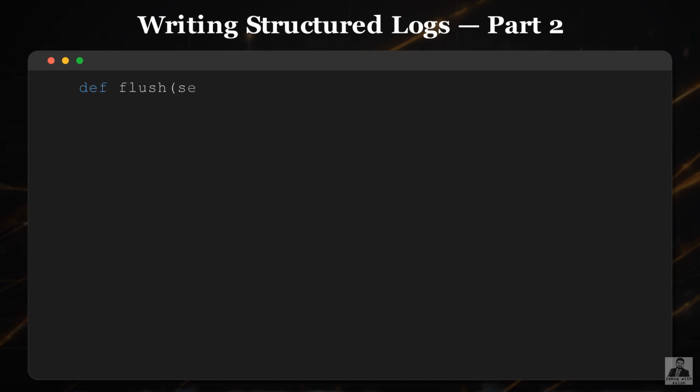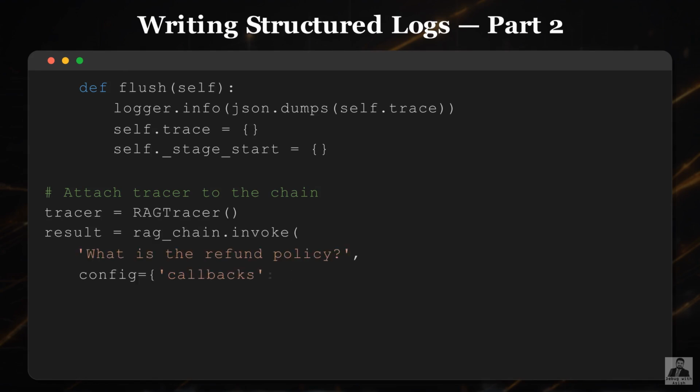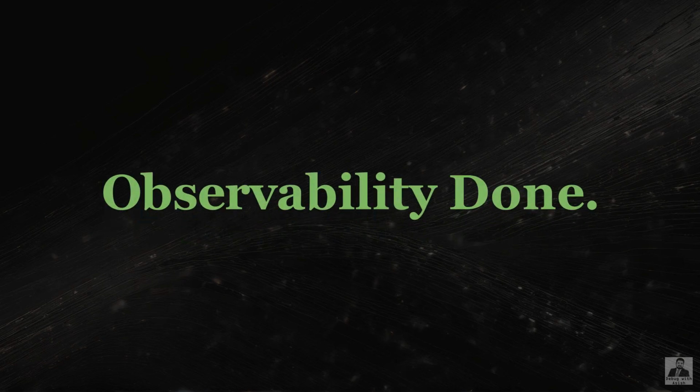The flush method serializes the trace dictionary to JSON and writes it to the log file, then resets both dictionaries for the next query. We attach the tracer to the chain by passing it in the config callbacks list. LangChain automatically calls the handler methods at each stage. After invoke returns, we call flush to write the complete trace. In production, you would call flush inside a try finally block to ensure the trace is written even if the chain raises an exception. You now have a full observability layer built from scratch.